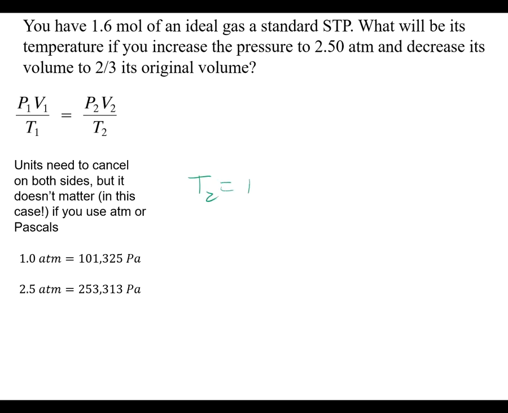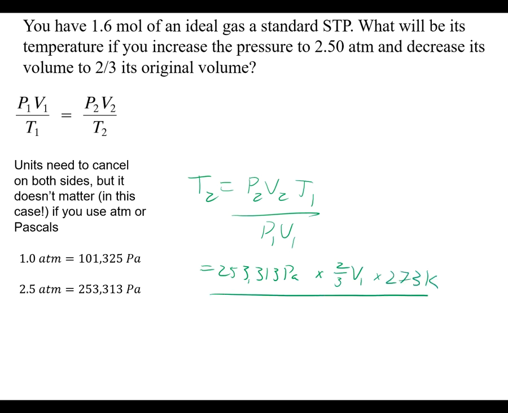So T2 we decided was equal to P2 V2 T1 divided by P1 V1. So that would be P2, 2.5 atmospheres, would be 253,313 pascals, times 2/3 of my initial volume, times the initial temperature, which is 273 Kelvin, divided by P1, which is 101,325 pascals, times whatever V1 is, which, again, your volumes cancel.